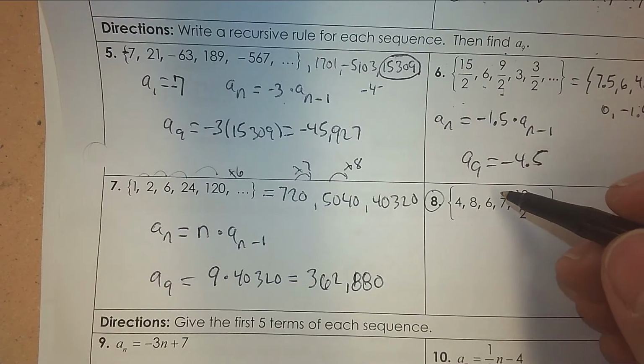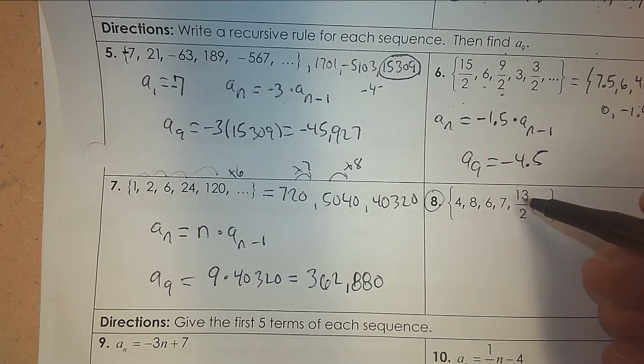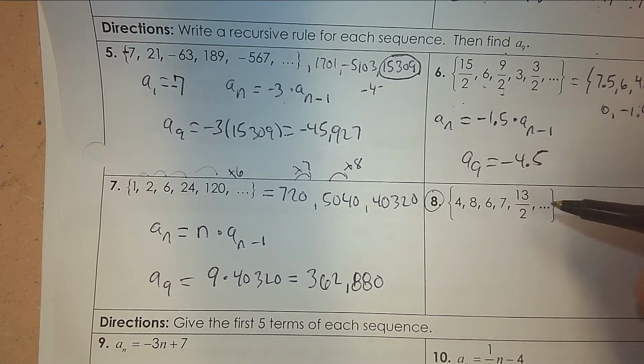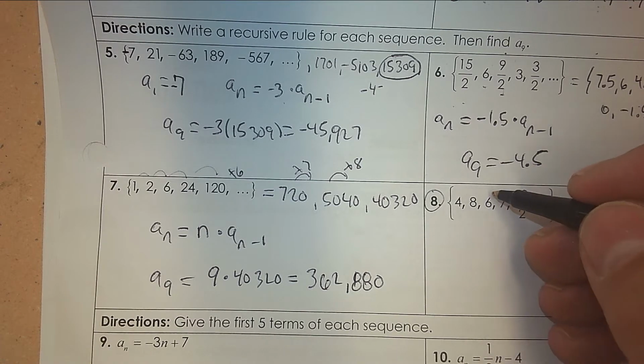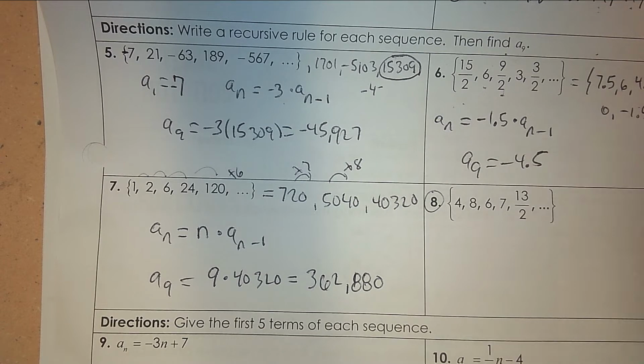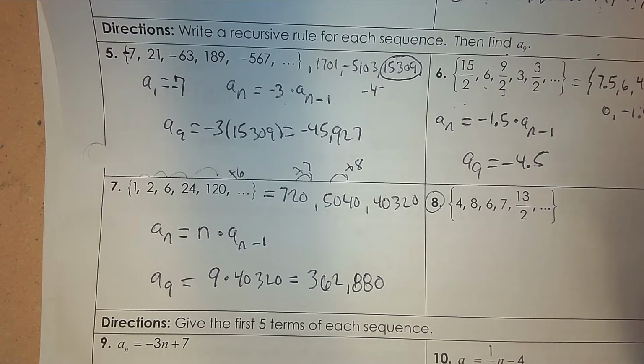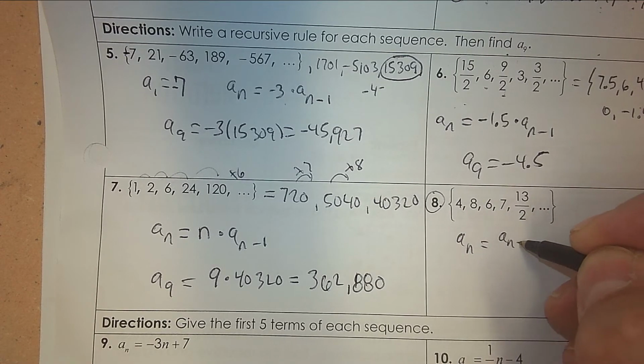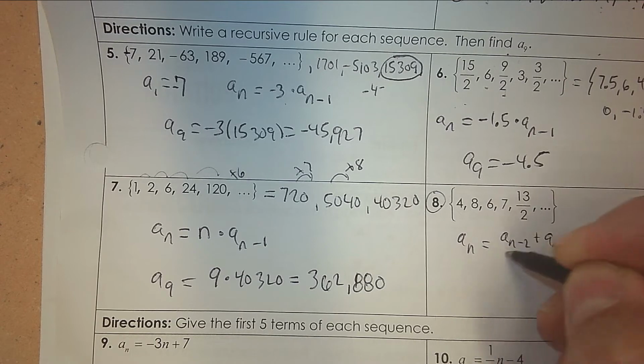Here, number 8: 4 to 8, 6 to 7, 13 over 2. It looks like you are... what are you doing? Oh, it's a tricky one. So you're adding the 2 together and then dividing by 2.